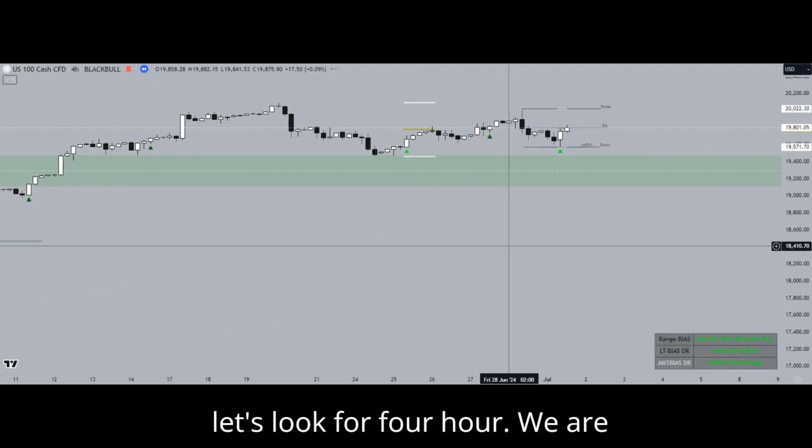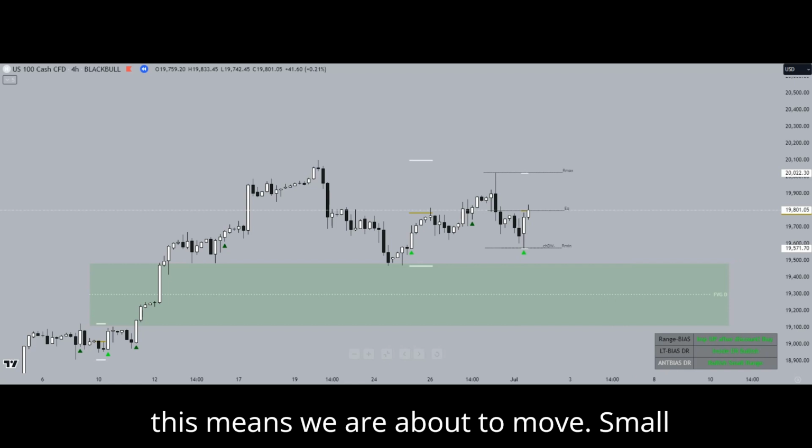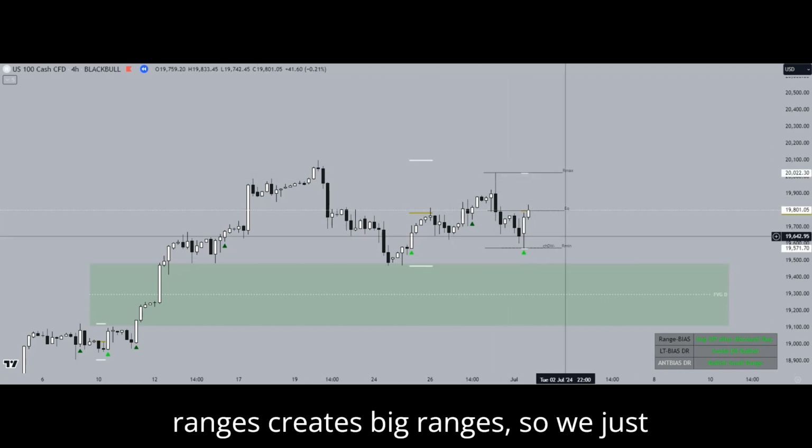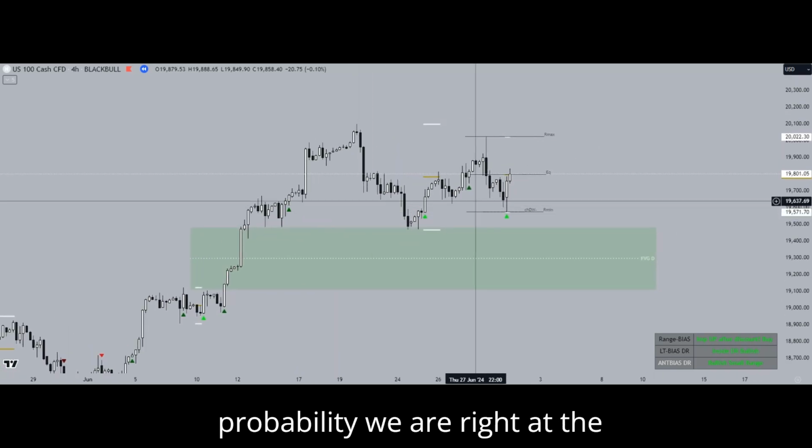Now let's look at the 4 hour. We are contracting, as you can see. Price forms a new dealing range, but it is smaller. So this means we are about to move. Small ranges create big ranges. So we just need to wait for price to take one side and we go for the other. We could use this range to enter, but it is not high probability, as we are right at the equilibrium.